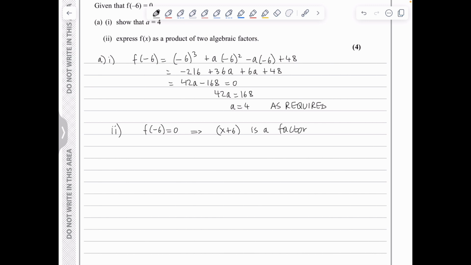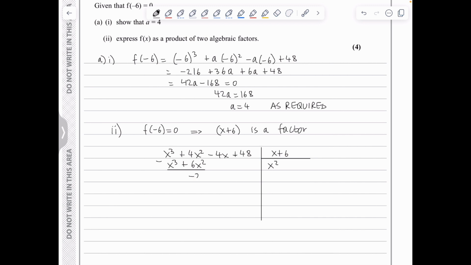So we've got x cubed, the value of a was 4, so that's plus 4x squared, minus 4x plus 48 to be divided by x plus 6. So we're doing long division here. Now x should be multiplied by x squared to give me x cubed. We're always trying to eliminate the highest order term found on the left. So x squared times x is x cubed, and x squared times 6 is 6x squared, and we subtract.